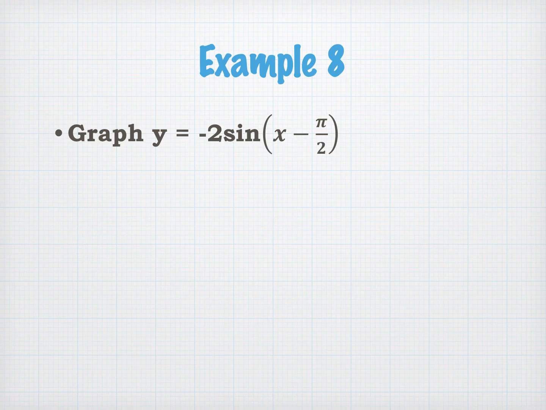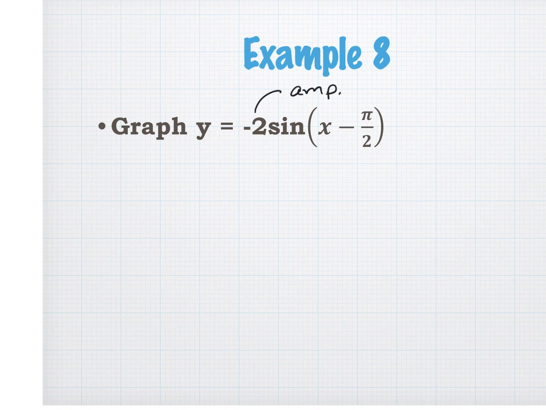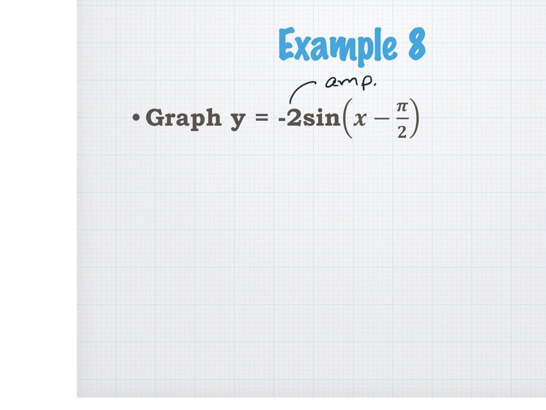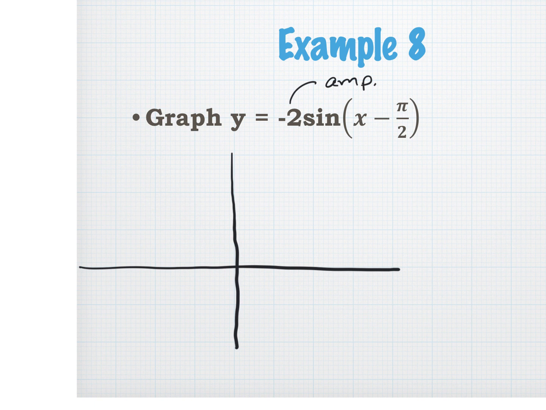So for this next example, it has an amplitude of -2. So again, that's going to just be the labels along the y-axis. So +2, -2. And again, remember, for these shifts, when it's in the parentheses, this is the horizontal shift, backwards of what you think. So this is going to be a shift to the right, and we're going to start at positive pi over 2.